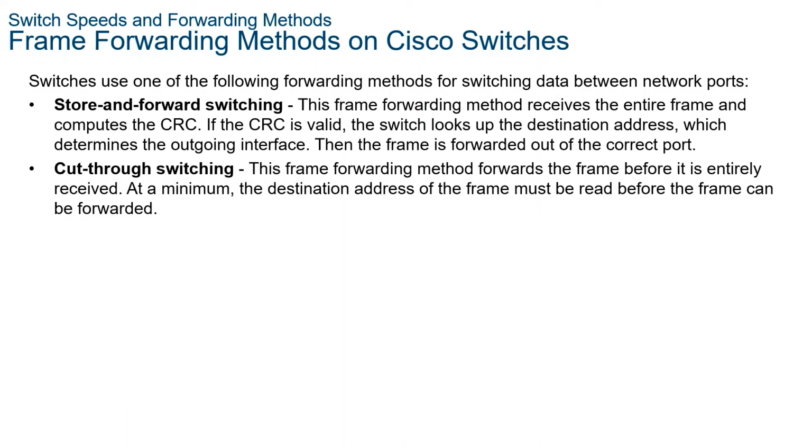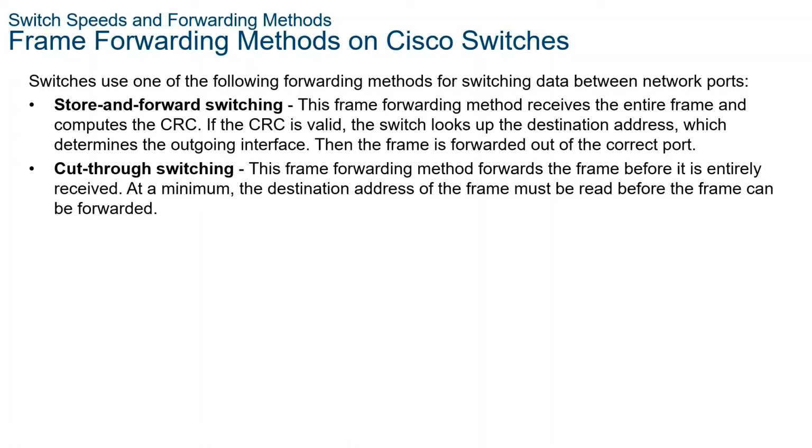So, frame forwarding methods on switches, specifically on Cisco switches. Okay, as you learned in the previous topic, switches use their MAC address tables to determine which port to use to forward frames. With Cisco switches, there are actually two frame forwarding methods, and there are good reasons to use one instead of the other, depending on the situation.